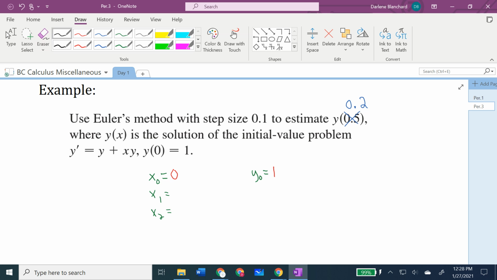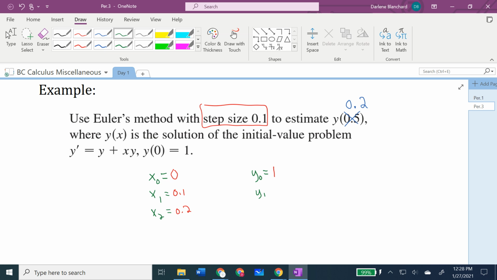Then I like to prep my formula to find, oh, and I just realized I didn't finish. I'm told that the step size is 0.1. That means I know x1 is 0.1, x2 is 0.2, and if I had to go to 0.5, I would have to go 5 iterations, which is tiresome.